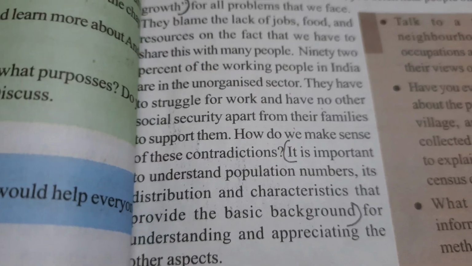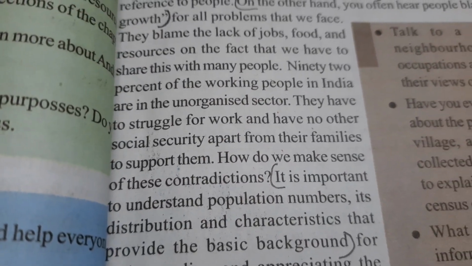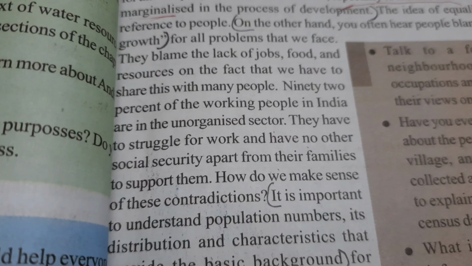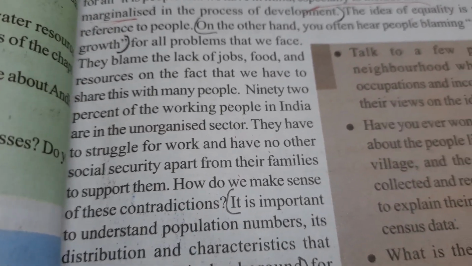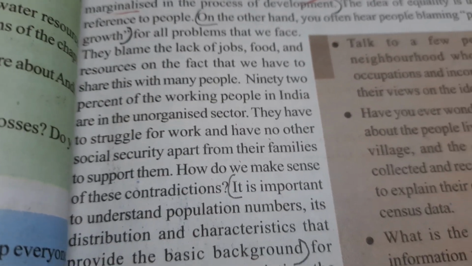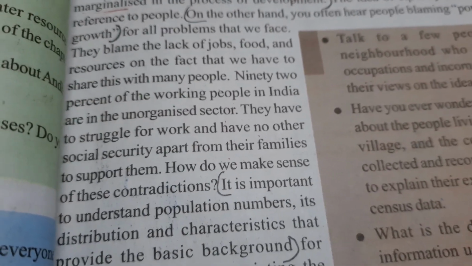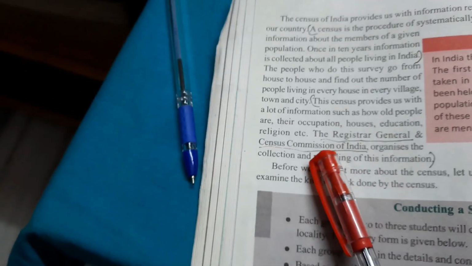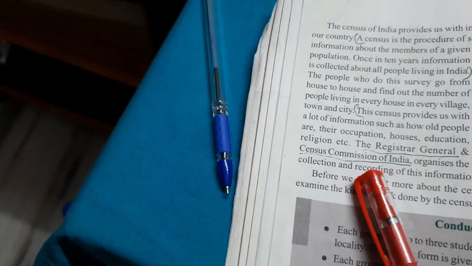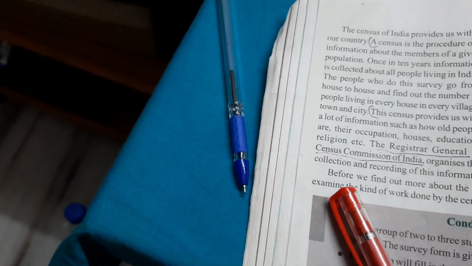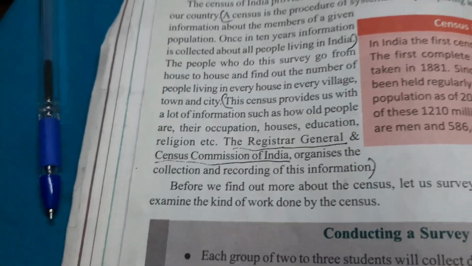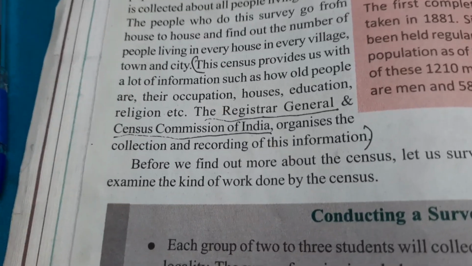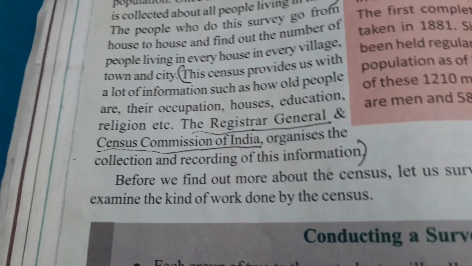Now we will get a word, census. What is meant by census? Census is the counting of the people of a country. It is conducted by the Registrar General and Census Commissioner of India under the Ministry of Home Affairs, Government of India. See children, the Registrar General and Census Commissioner of India organize the collection and recording of this information. That means what information? What is the population of our country? What is their occupation? How many males and females are there in our country? How many children are there in which group?